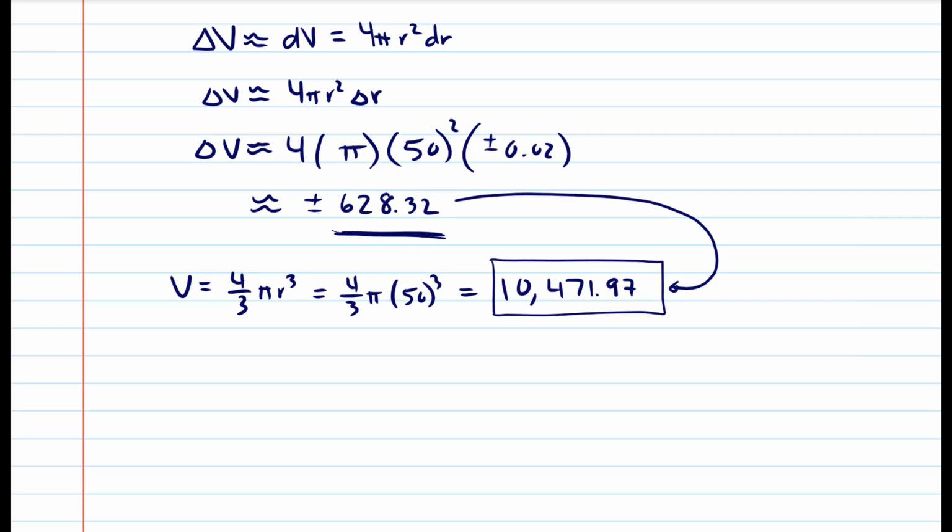And then you have this much error in the volume itself. You can be off by 600 units, in this case cubic inches, from the volume itself. So anyways, something to think about there. Okay, let's keep on going.